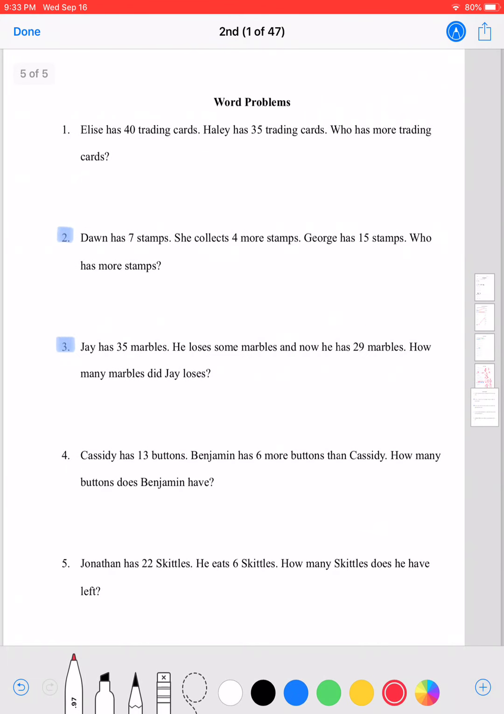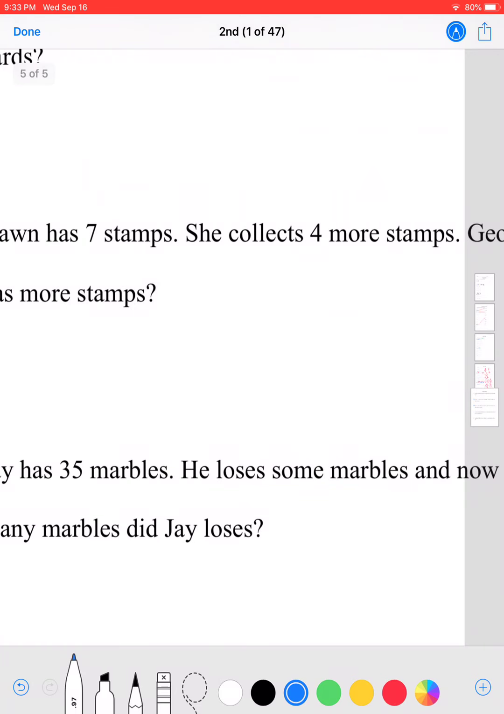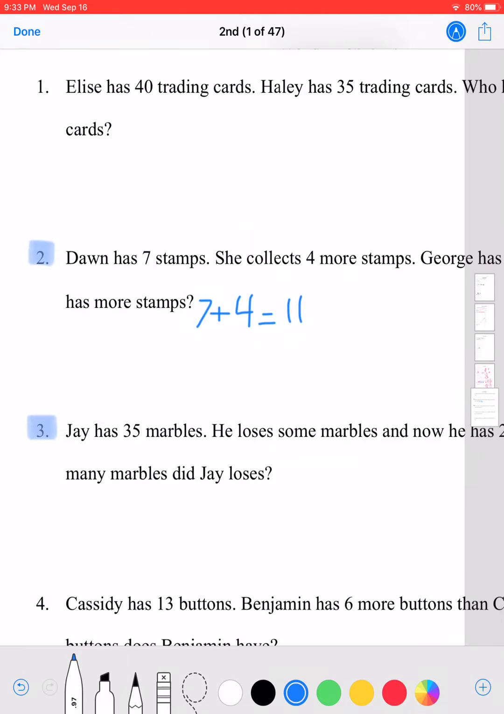We have number 2. It says Dawn has 7 stamps and she collects 4 more stamps. George has 15 stamps. So we have to find out who has more stamps. So let's find out how many stamps Dawn has first. Let's add 7 and 4. You can count or you can draw, and you're going to find out that 7 plus 4 equals 11. So this is Dawn on the left side, 7 plus 4, or 11.